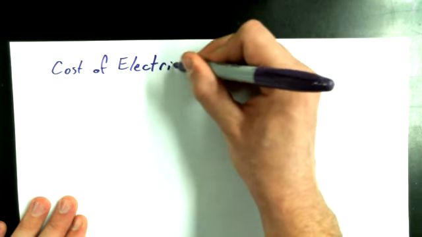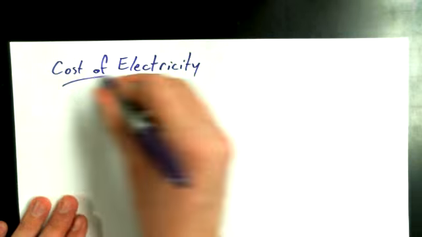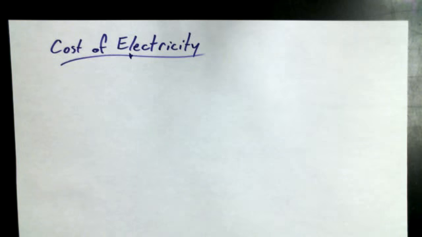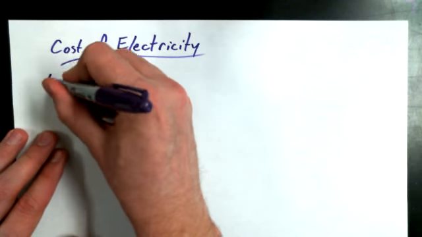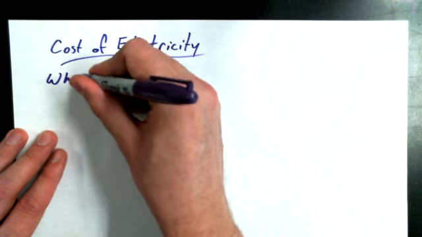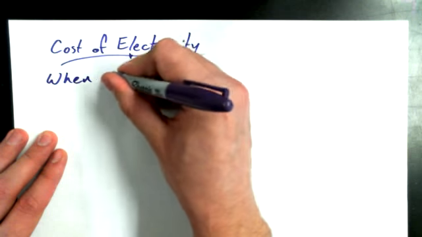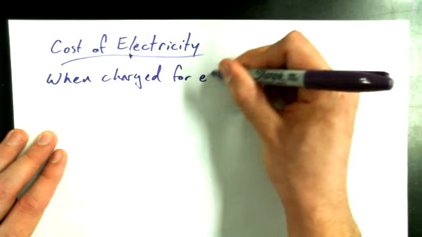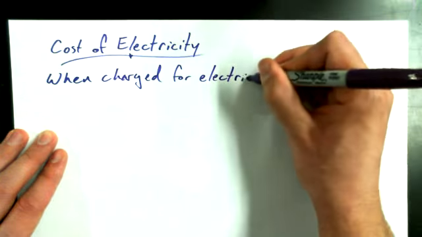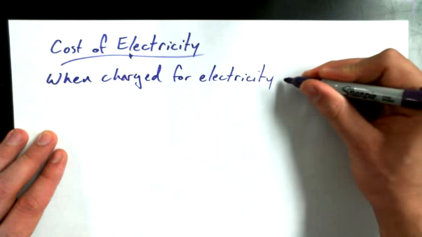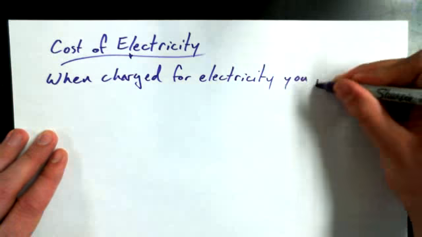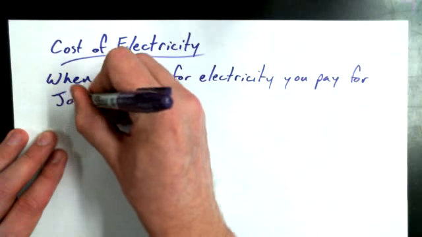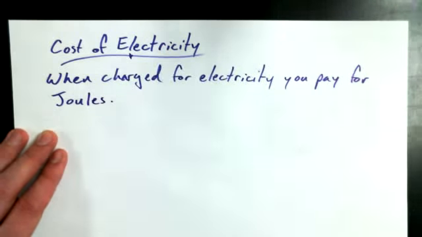Cost of electricity. So this is really a mini lesson, very mini. It has to do with billing as it relates to the cost of electricity that gets delivered to your house. So when we get charged for electricity, you actually pay for the joules of energy that get delivered to your house.